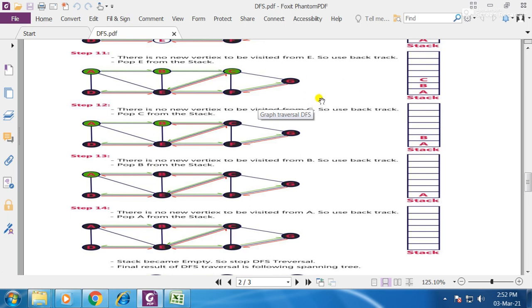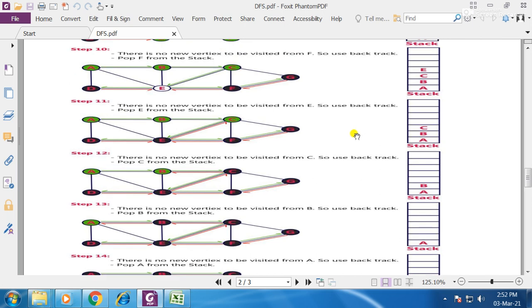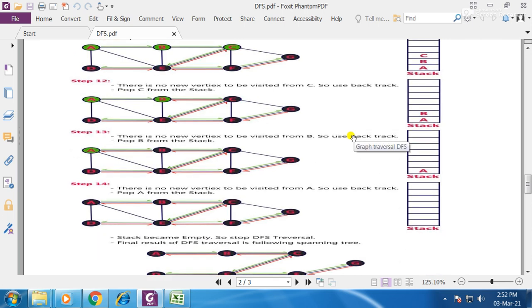Similarly, adjacent to E is D. D we have put in the stack. From D, as all the adjacent vertices of D are visited, there is no new vertex to be visited. That's why D is popped from the stack and it is marked like this. So now D has been removed, and it is marked black.